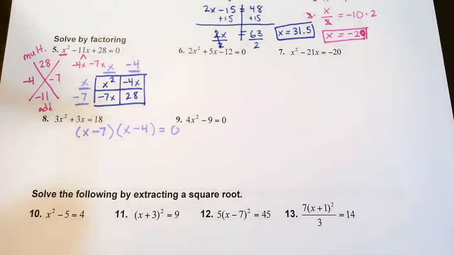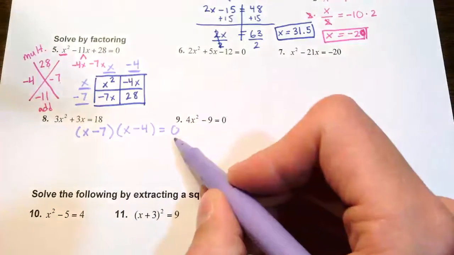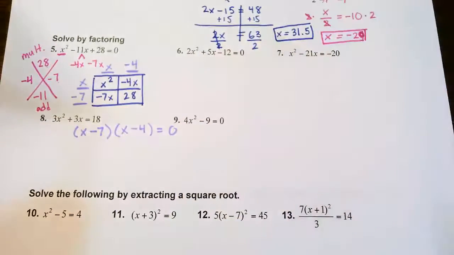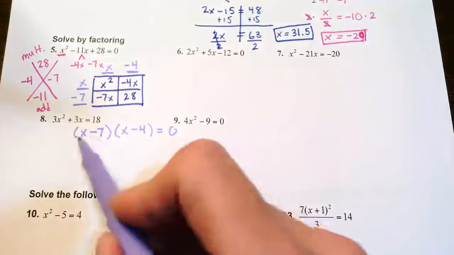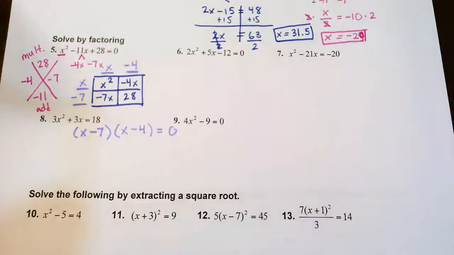We have to use what's called the zero product property. Whenever you have two things that multiplied to be equal to 0, that can only be true if one or both of those things is 0. So you have to figure out what value of x would make this factor 0, and what value of x would make that second factor 0, and those are going to be our two solutions.